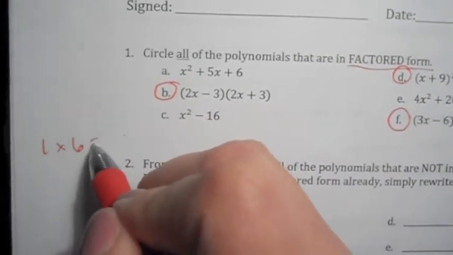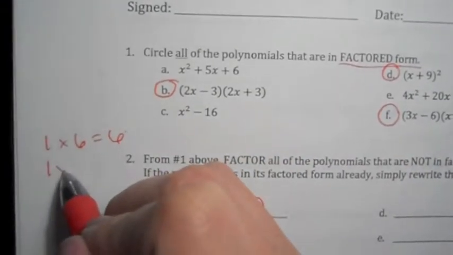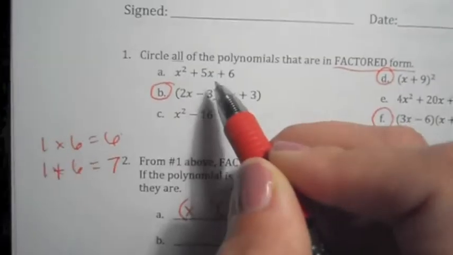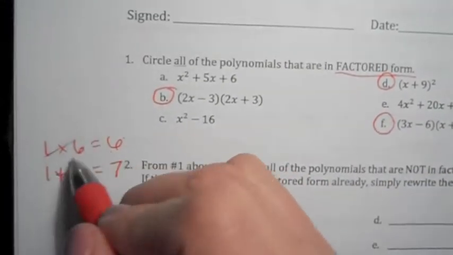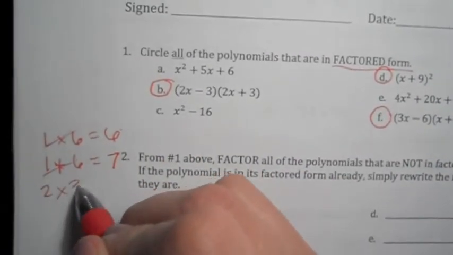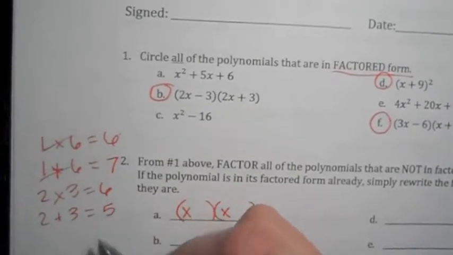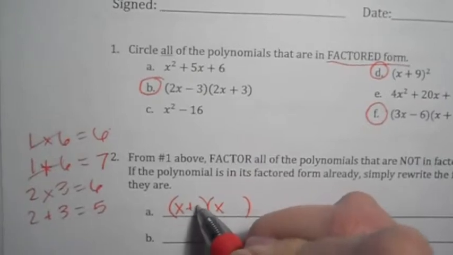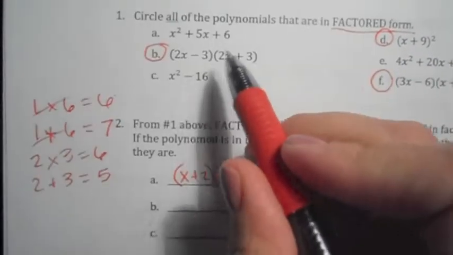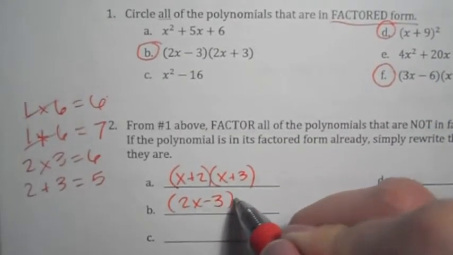1 times 6 is 6. But the problem here is 1 plus 6 is 7. And we need 5. So 1 and 6 are not going to work. How about 2 and 3? 2 times 3 equals 6. And 2 plus 3 equals 5. So this is going to be x plus 2 and x plus 3. B, we decided was already in factored form, so we'll write it as it is.